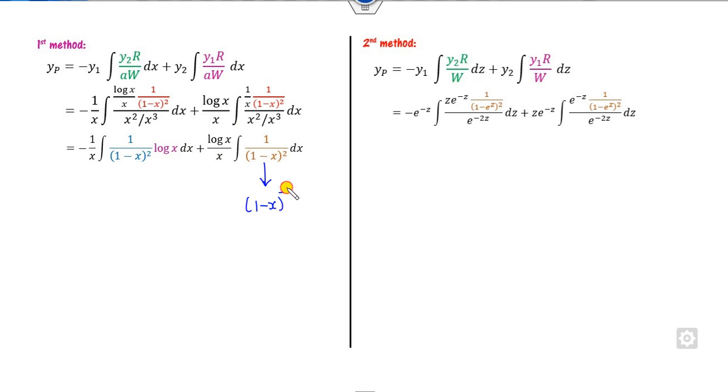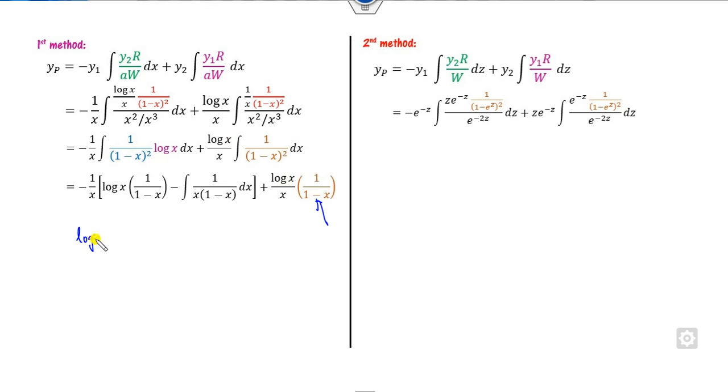You can take it as 1 minus x to the power of minus 2 plus 1, over minus 2 plus 1, divided by the derivative of 1 minus x. Here this is a minus 1, so it will be plus 1 over 1 minus x. How can you integrate them? You can use integration by parts: the integration of the first function, integration of this, minus derivative of this, 1 by x, and integration of this.